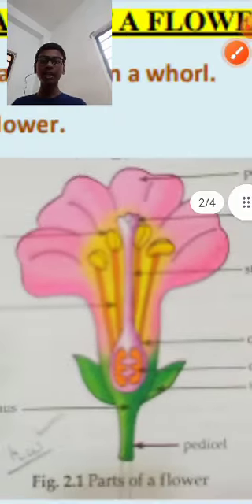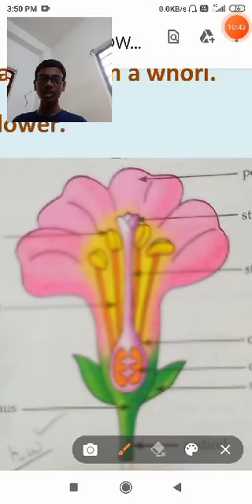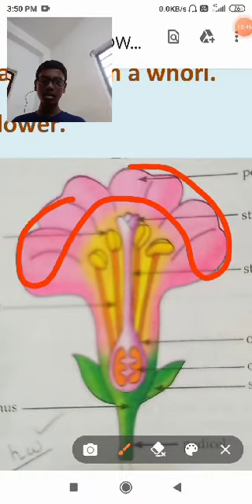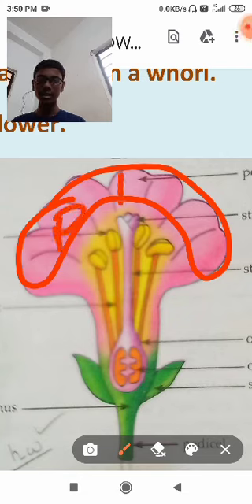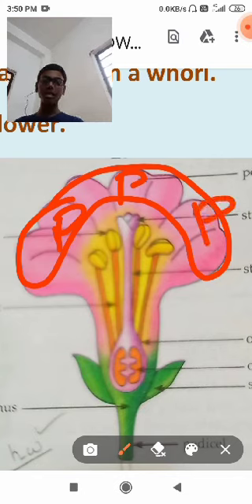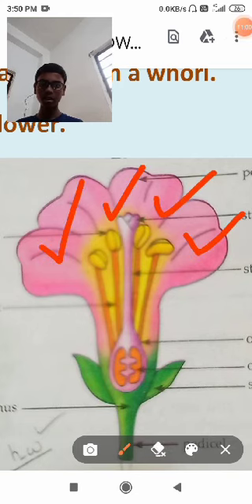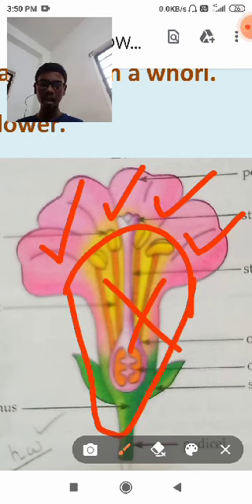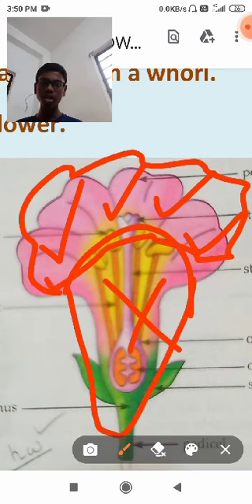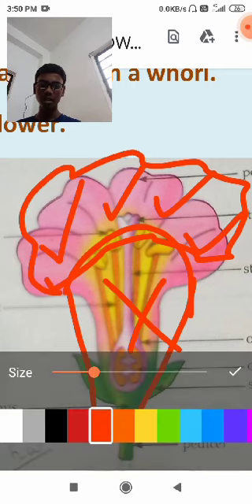Now what are petals? These are called the petals, this pink colored thing. P for petals, I'm just writing P. Not this part, this upper portion is known as the calyx. I'm just changing my color.